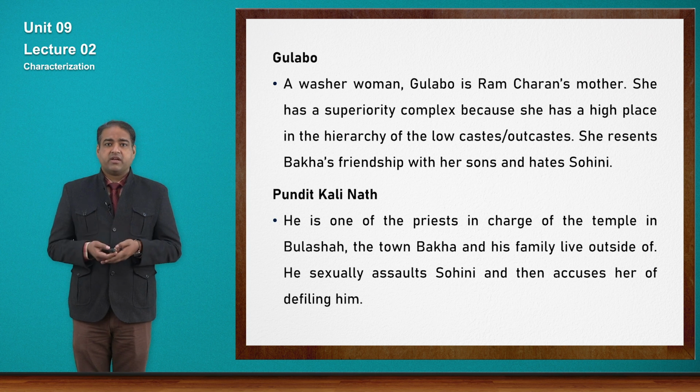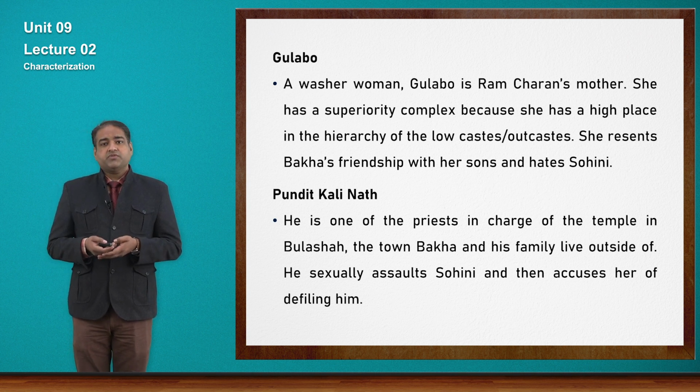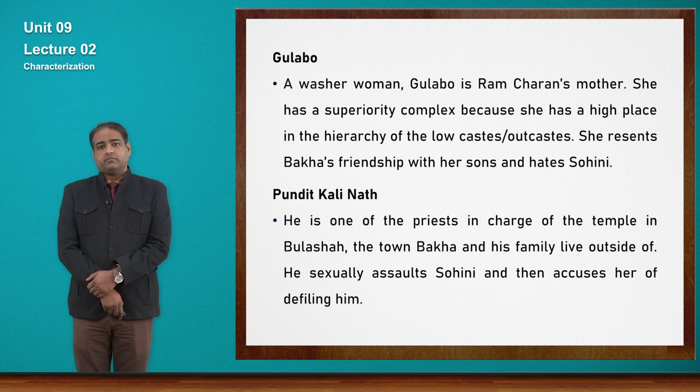We have another character named Pandit Kalinath. Pandit Kalinath, friends, is a kind of villain, a stereotypical Pandit who always had an eye on the beautiful women in the village. He is one of the priests in charge of the temple in Bulle Shah, the town Bakha and his family live outside of. He sexually assaults Sohini and then accuses her of defiling him.